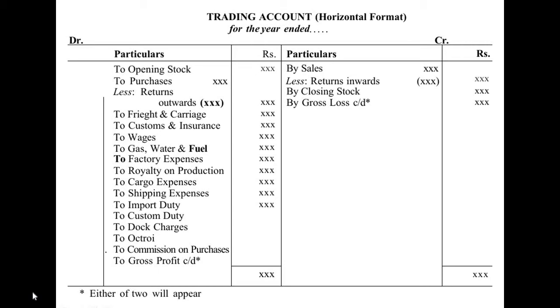Next, we are going to see the items appearing on the credit side of trading account. The first one is sales. It is a credit balance indicating the total sale of goods made during the year. It includes both cash and credit sale of goods. And then from sales, we are going to deduct the return inward or sales return. That is a debit balance showing the total amount of goods returned by the customer.